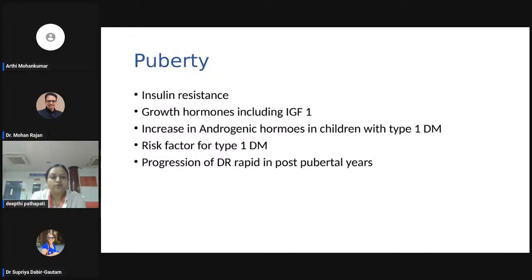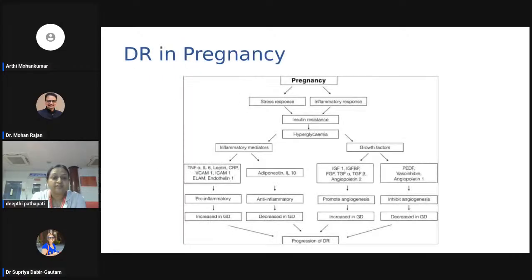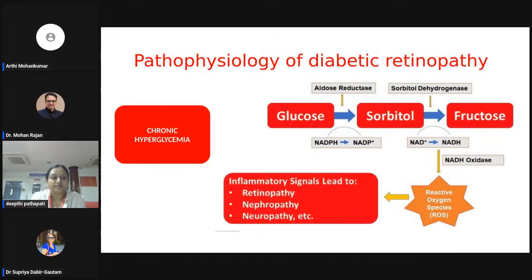Puberty is a very important risk factor for type 1 diabetes mellitus. Progression of diabetic retinopathy is quite rapid in post-pubertal years. Diabetic retinopathy and diabetic macular edema progress in pregnancy and regress postpartum without any long-term consequences. So let's move on to the pathophysiology of diabetic retinopathy.